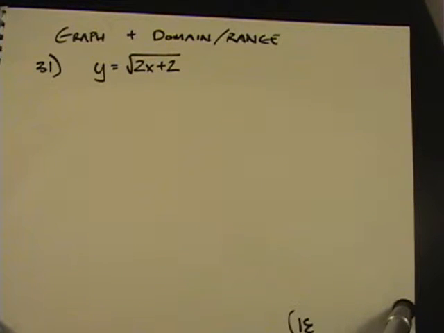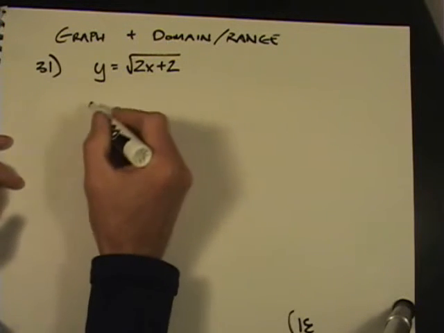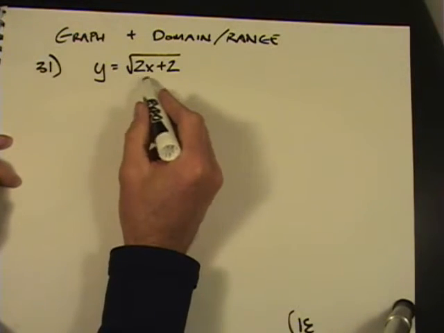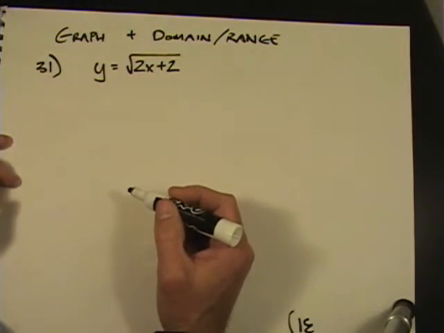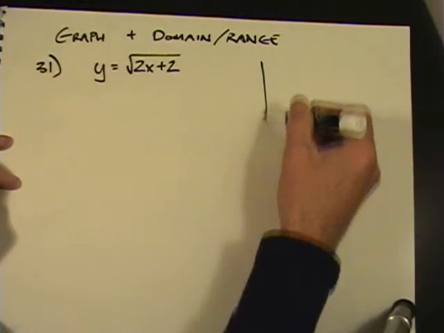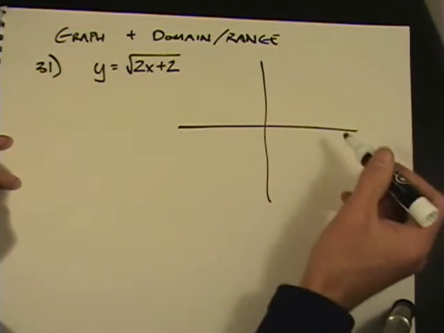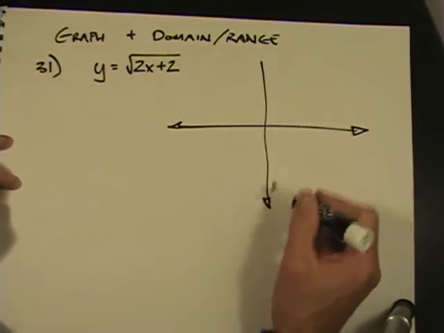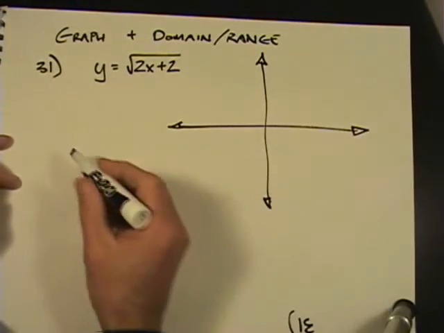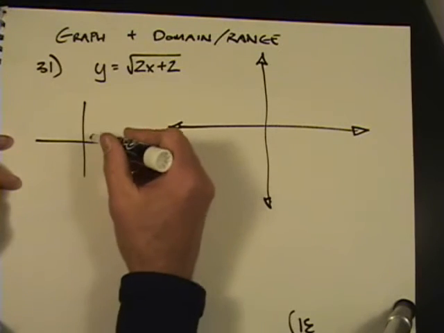Okay, now we're going to jump to problem 31, where we're graphing a radical function, y equals radical 2x plus 2, and they also want us to state the domain and range. To graph these, I think that you can certainly plug them in on your calculator, but it doesn't hurt to have some concept of how to do it by hand. It's pretty simple. Your basic square root function, if you recall, is just going to go like this.